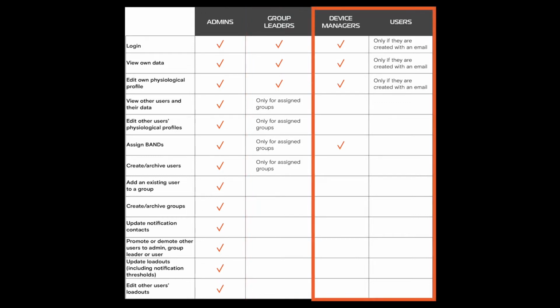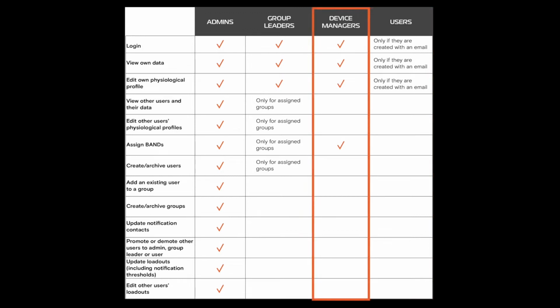More limited permission roles include users and device managers. Users, who have the least amount of permission, will most likely not be logging into the platform. If they'd like to log in, they only have access to their own personal data. They can see what bans and loadout they are assigned, but may not see other bans, loadouts, groups, or users. This is the default access of every new user unless they are promoted to a higher role. Device managers have the same privileges as users, but they can also assign and unassign bans to any other user in your organization.